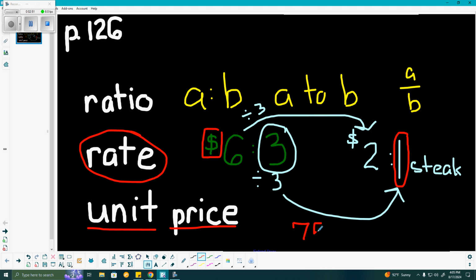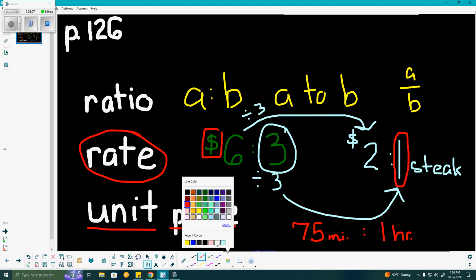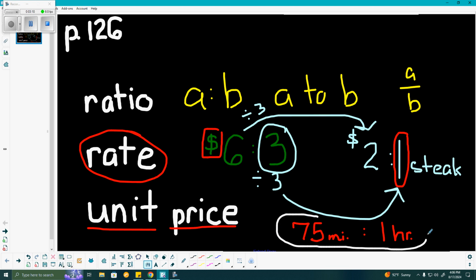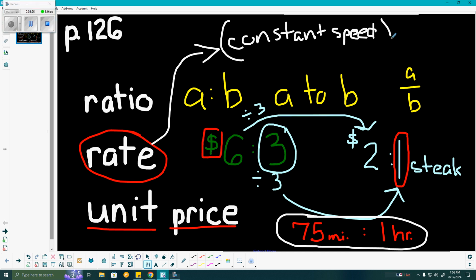For example, on the interstate, the speed limit is 75 miles per hour. And what that essentially means is that if you are able to keep the same speed for the entire duration of your trip, you will go 75 miles after 1 hour. It is also important to remember that when you are keeping a constant speed, that is a form of unit rate. Constant speed is a unit rate.